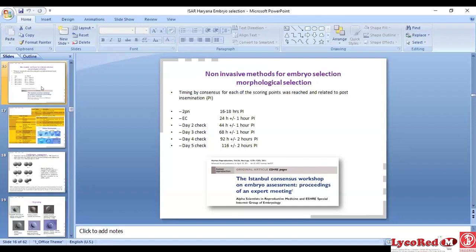And for that, we embryologists follow the Istanbul consensus, and it has given a specific chart of what has to be developed at what time. If you are checking the fertilization stage, it should be 16 to 18 hours post insemination. When we check the day 3 embryo, it should be 68 hours plus or minus 1 hour post insemination. And for day 5, that is for the blastocyst check, it should be 116 hours plus or minus 2 hours. So that way we have to check the embryo when we are using the morphology of the embryo.